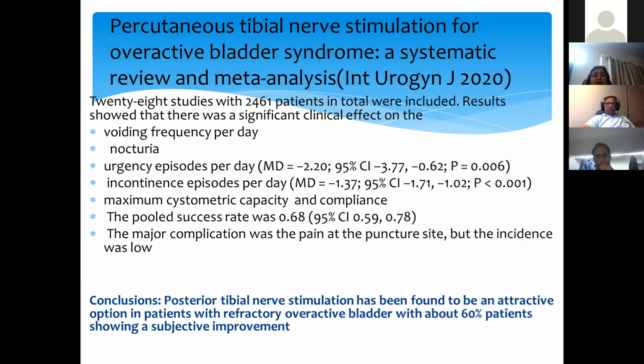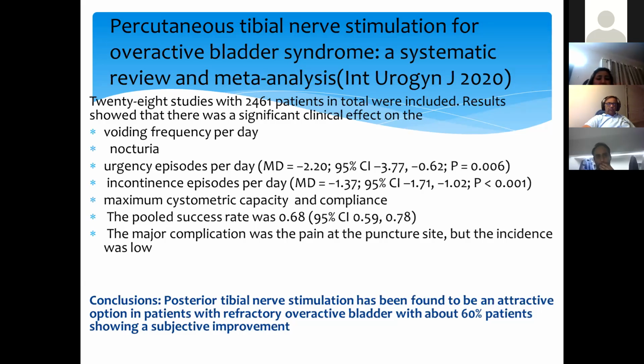Percutaneous tibial nerve stimulation: a systematic review and meta-analysis, a very recent one. And this is not rocket science. This is a very easy daycare setting. This covers 2,461 patients, a good number of trials that we can rely on. They saw a significant clinical effect in voiding frequency, a significant reduction in nocturia and urgency episodes, and in wet OAB, and with urodynamic evidence they did achieve improved maximum cystometric capacity and compliance. The pooled success rate was 0.68. As you can see, it's very good.